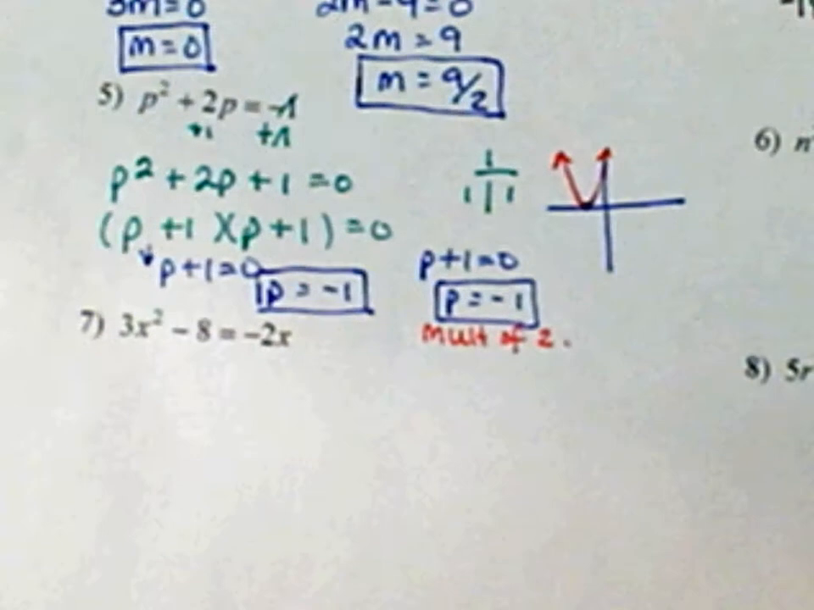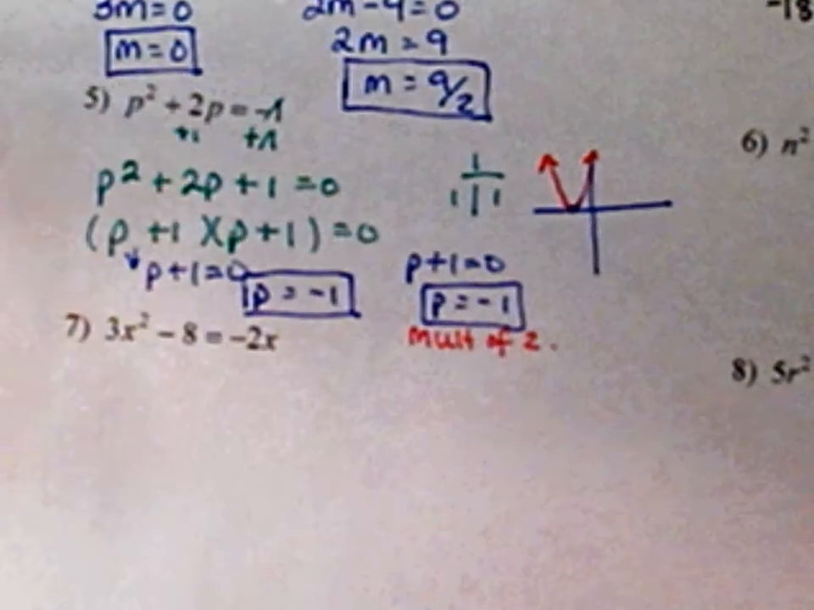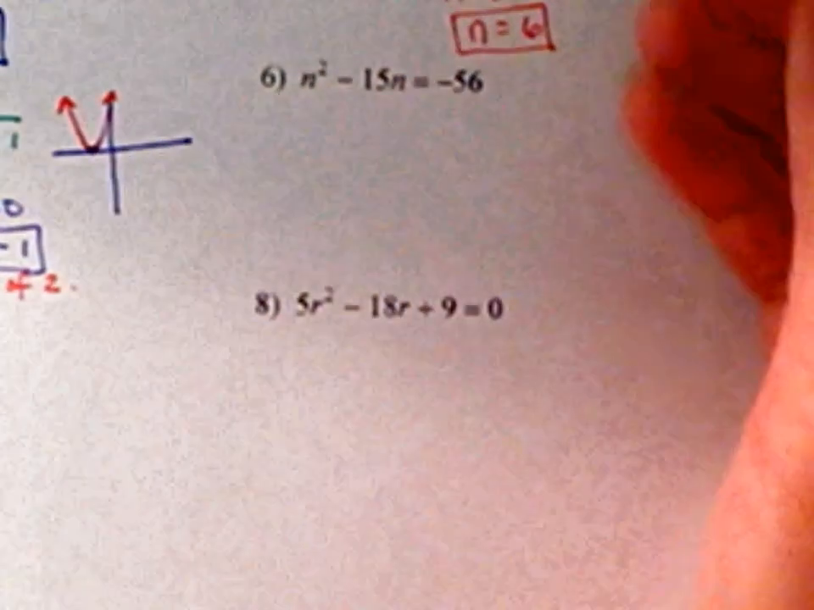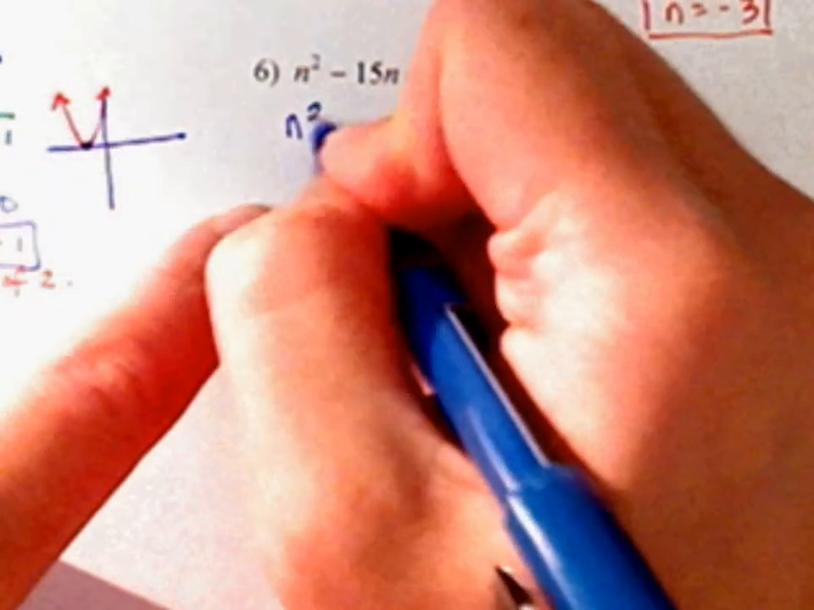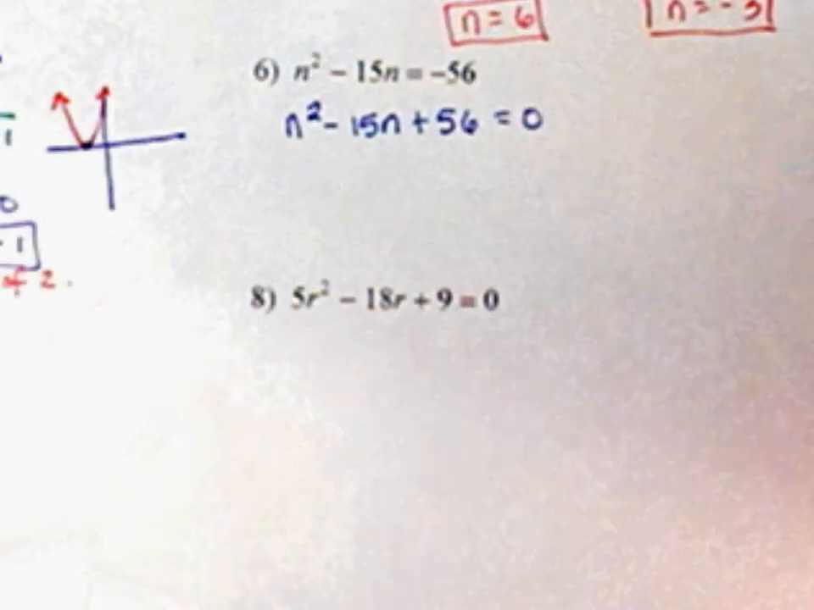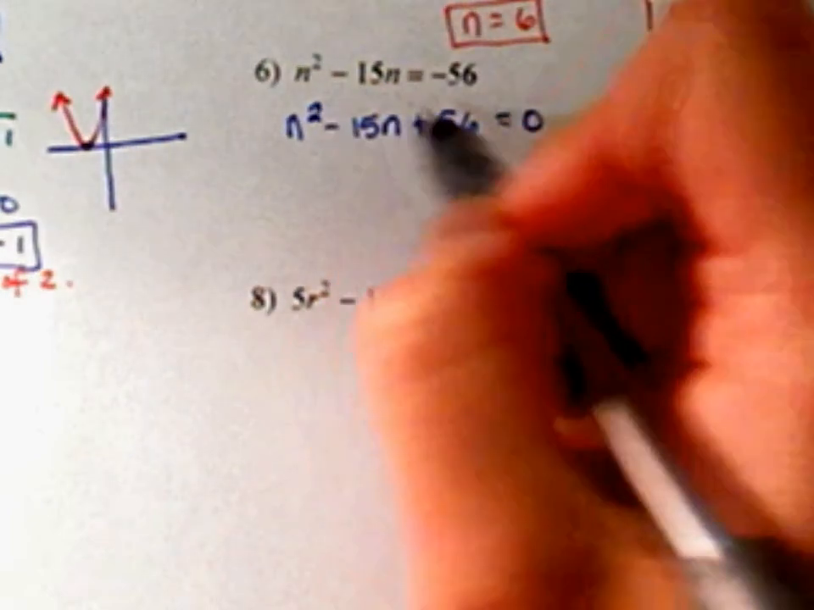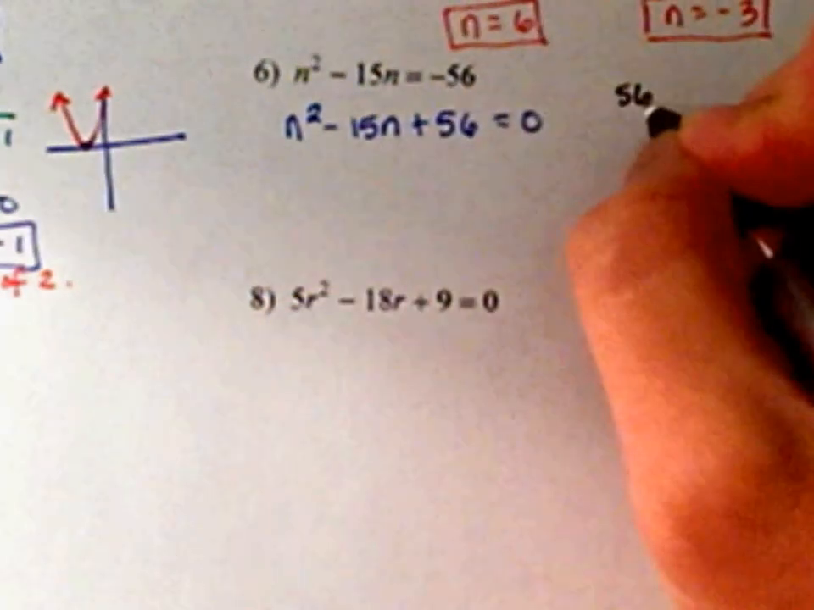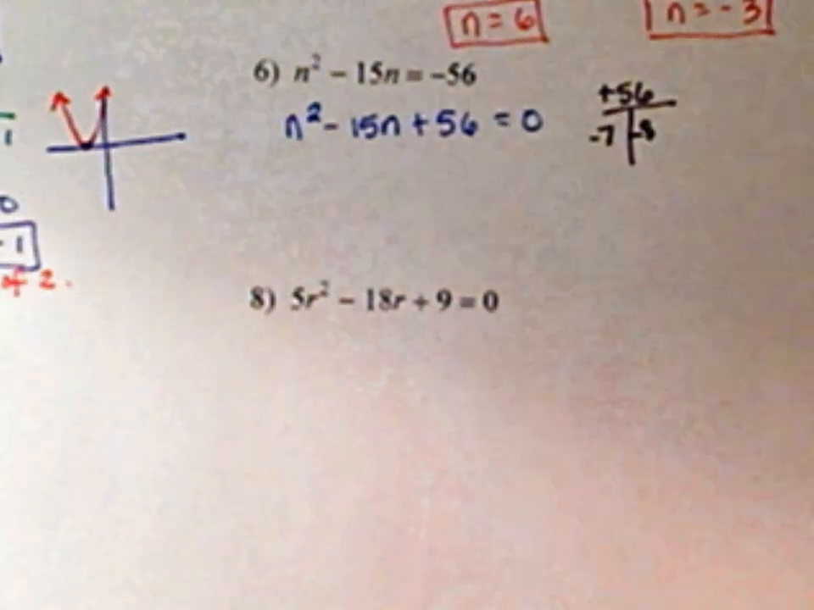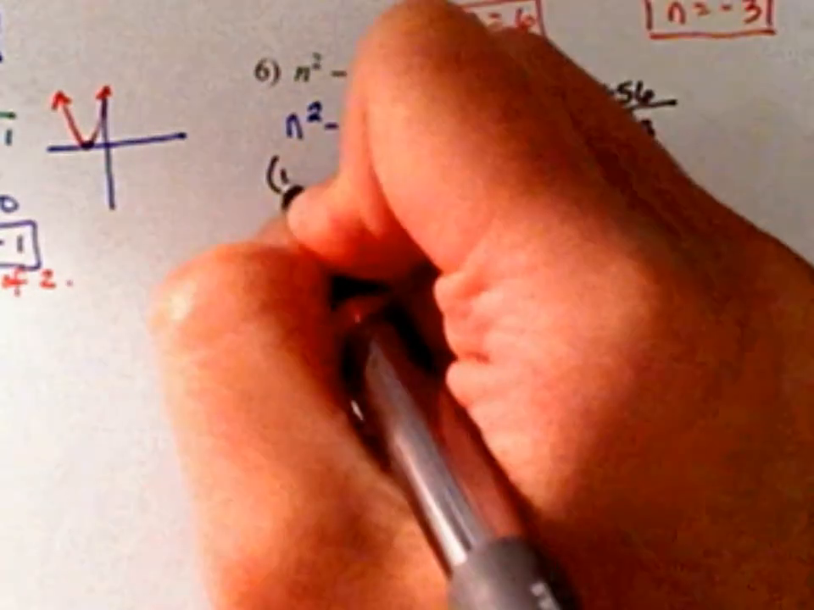Number 6. I'll show you number 6 about what your graph would look like, to kind of give you an idea what the solution means. Number 6, let's look at number 6. I'm going to add 56, so I'm going to rewrite this as n squared minus 15n plus 56 equal to 0. Okay? So what 2 numbers multiply to give you 56, because there's a 1 here, and add to give you 15? 7 and 8. And both of those have to be negative. Draw 2 sets of parentheses. So n minus 7, n minus 8.